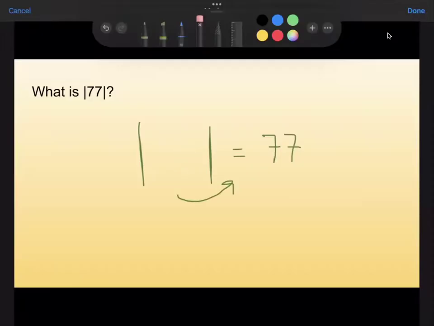Now, what if I change this to -77? We can still use the shortcut by saying, okay, well, the positive version of whatever is inside the bars is positive 77. So that would still be the answer. The absolute value of both 77 and -77 is 77 because that's its distance from 0.